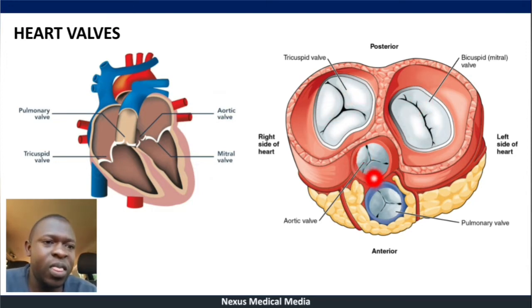And here you see the semilunar valves. These two are called semilunar valves, and they have 3 leaflets, all of them, right? This is the aortic, and this is the pulmonary valve. All right.